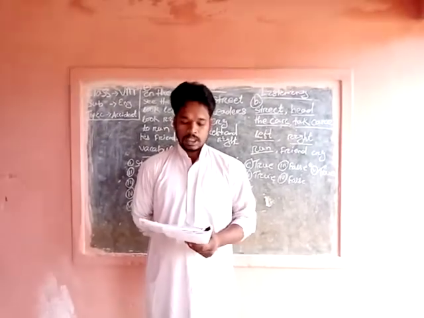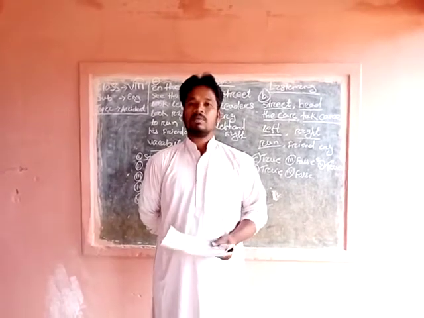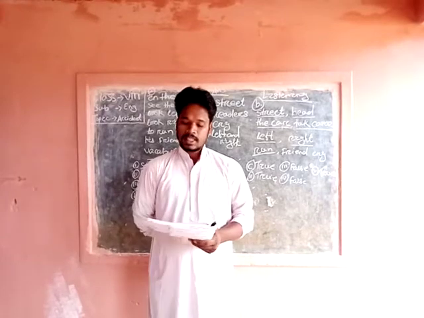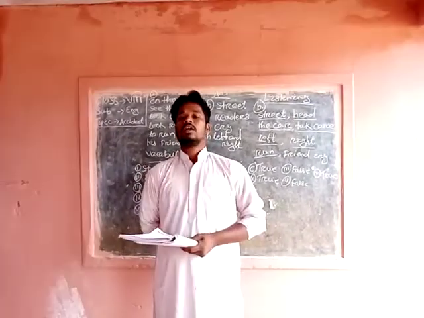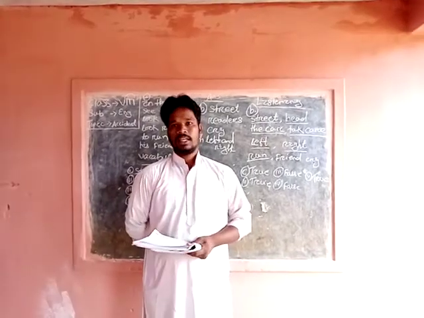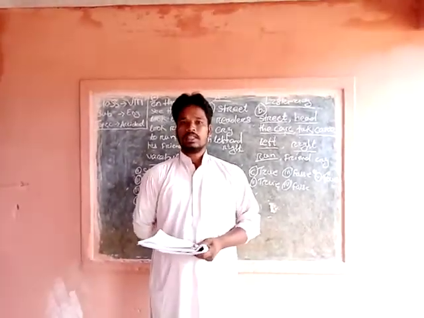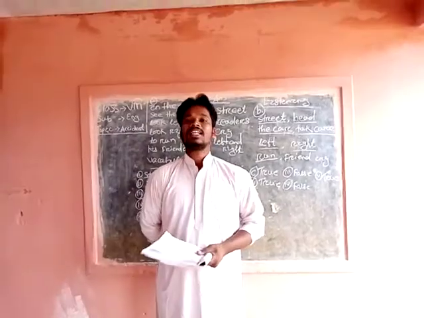The second question is, how many persons are there in the first stanza? I have also told you that there are 3 persons in the first stanza. Who are they? First is the poet, the second is the worker, and the third is his friend. The third question is, what are they doing?